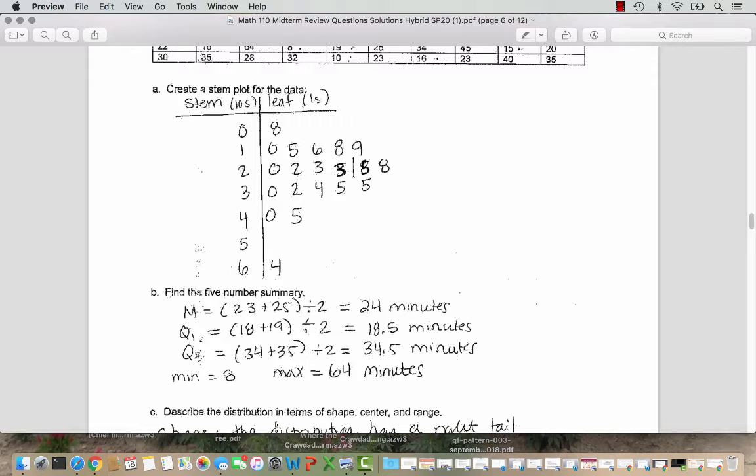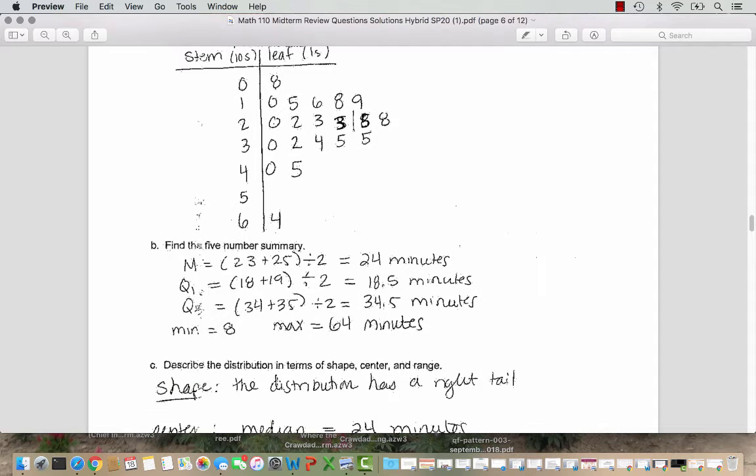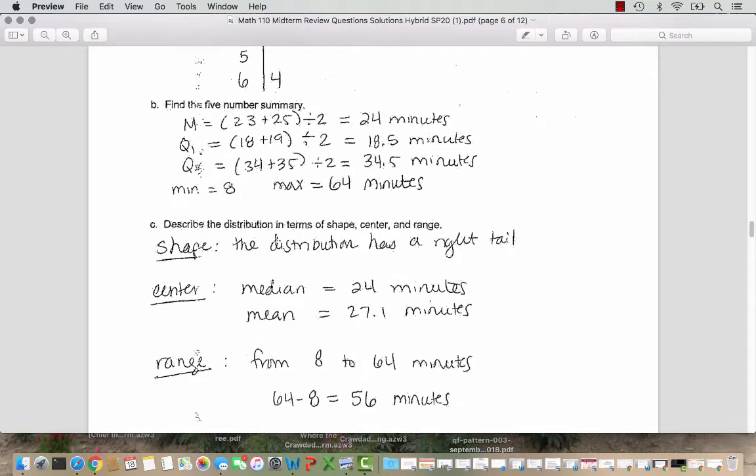Quartile 3 is going to be between the 15th and 16th values. So I could start at the median or start at the max and count to find between the 5th and 6th there, which would be between the 15th and 16th values. So that is between 34 and 35. So we add those up and divide by 2 to get our third quartile, 34.5 minutes. And then the minimum is 8 and the max is 64. So we've got our 5-number summary there.